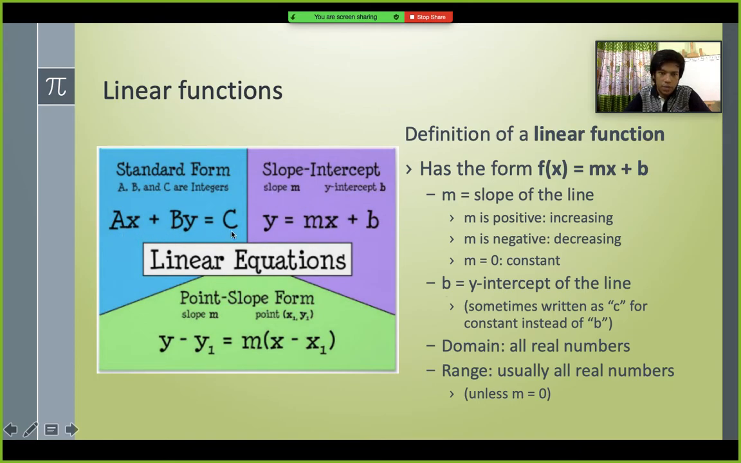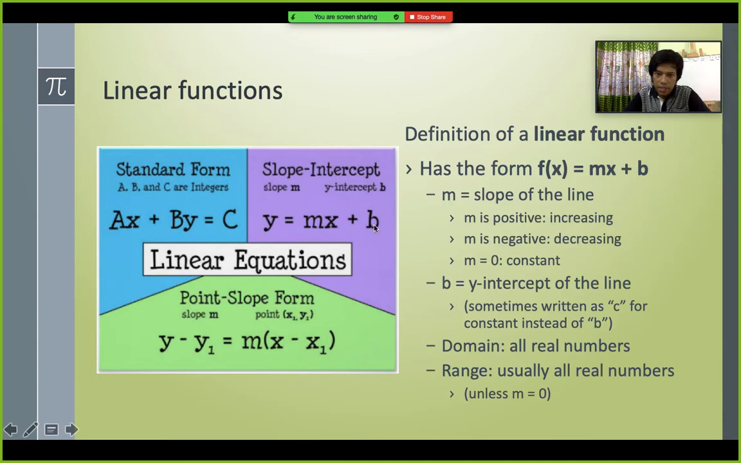this one, ax plus by plus c, is actually called the standard form. y equals mx plus b is called the slope intercept form, and point slope form is y minus y1 equals m into x minus x1. Why do they have these different names? There are reasons. Why is it slope intercept form?